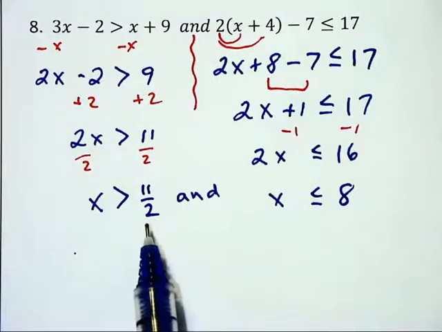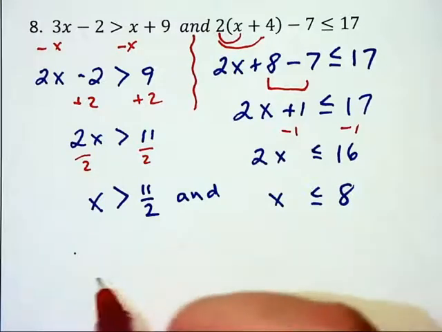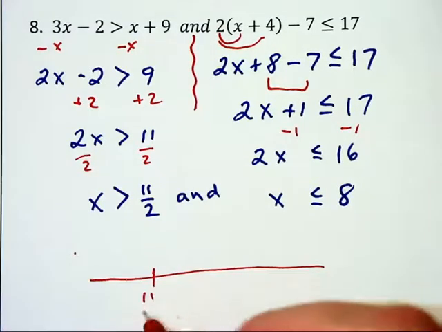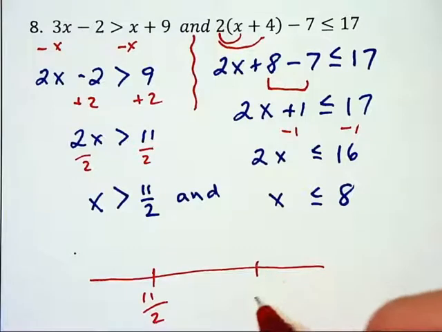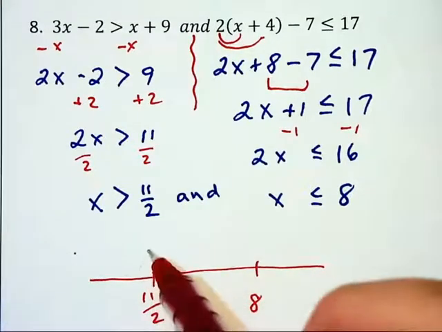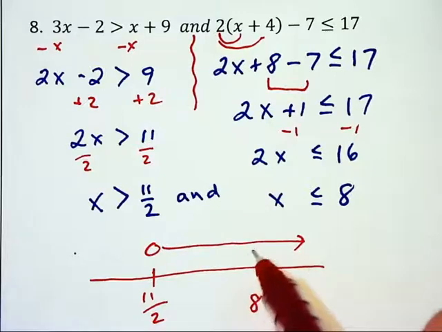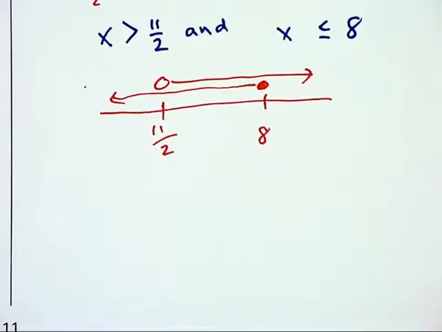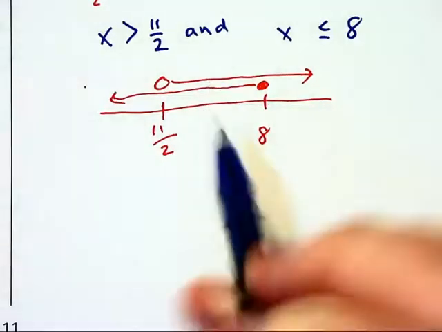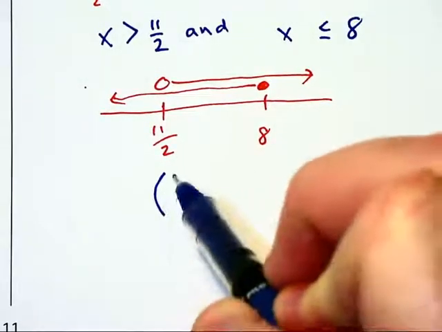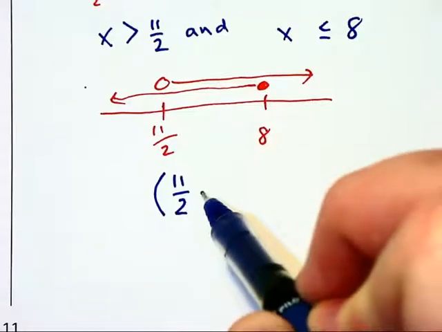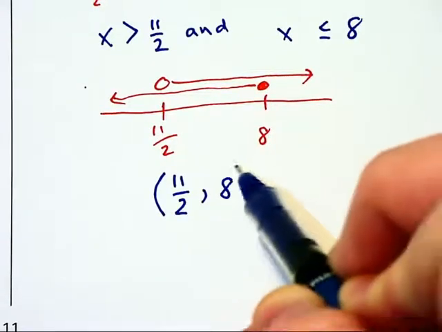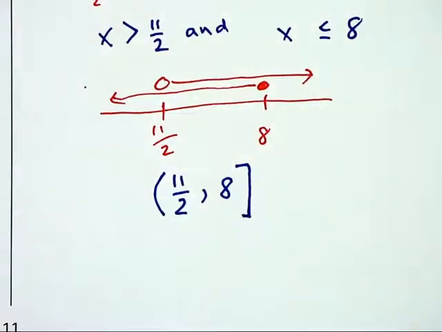Now, 11 halves is about 5.5, so we know that that is to the left of 8 on the number line. And we're going to have a greater than the 11 halves and a less than or equal to the 8. And it says, what is the intersection of these two sets, or where do they overlap? And the answer is they overlap between these two numbers, so our solution set in interval notation will be between 11 halves and 8, inclusive of the 8 on that right endpoint.